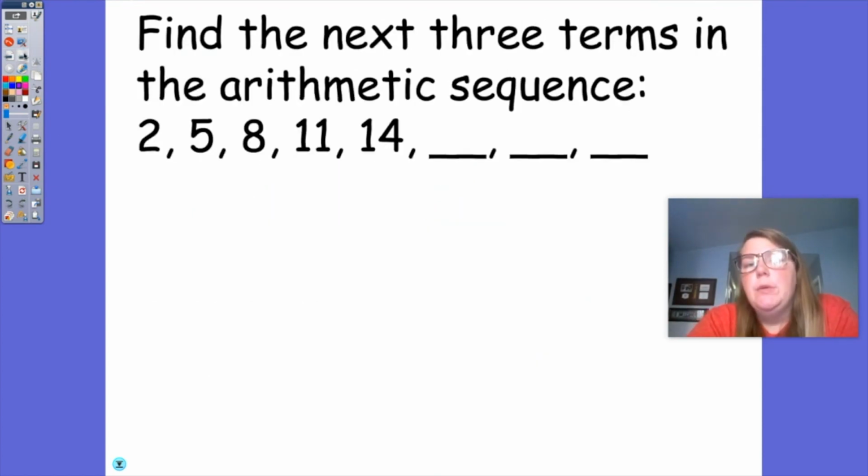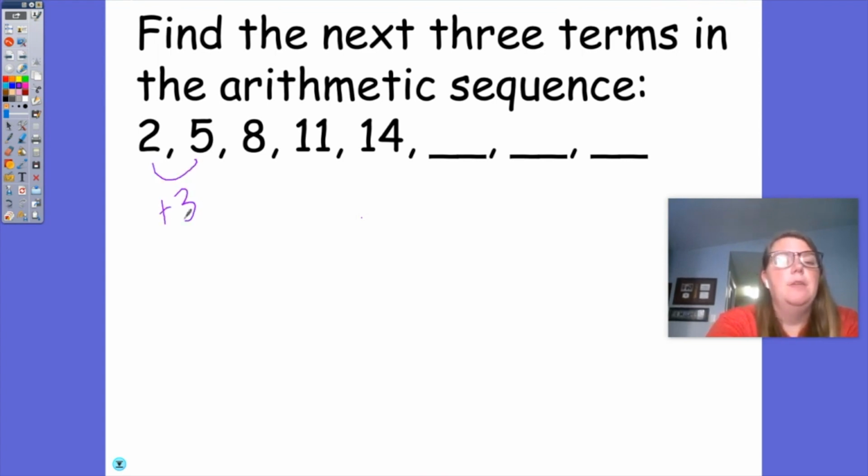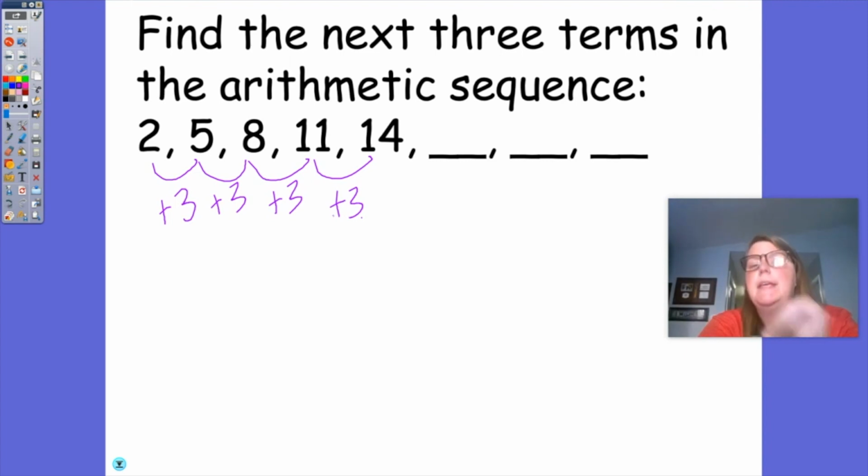So we were given a sequence and we're asked to find the next 3 terms, and it's telling me that the sequence is arithmetic. So I know that I need to keep my next 3 terms the same increase or decrease. So let's see what that is. So from 2 to 5, that would be added by 3. From 5 to 8, add by 3. 8 to 11, add by 3. And 11 to 14, add by 3. So if we keep up that pattern, the next number would be 17, then 20, and then 23. So we could do it that way.